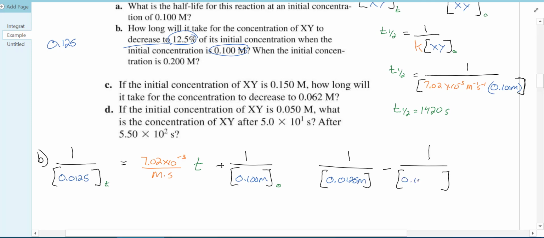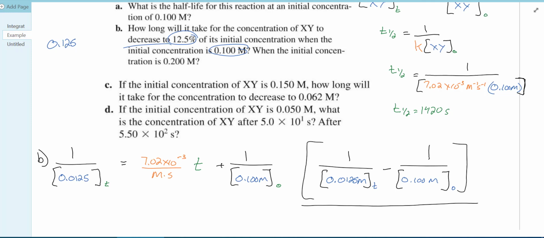And 0.100 molar, because we had time t and time 0. I have to do that. Then we're going to do all this and divide it by k, 7.02 times 10 to the negative third molarity negative 1 seconds negative 1, and that'll equal t. Won't it?